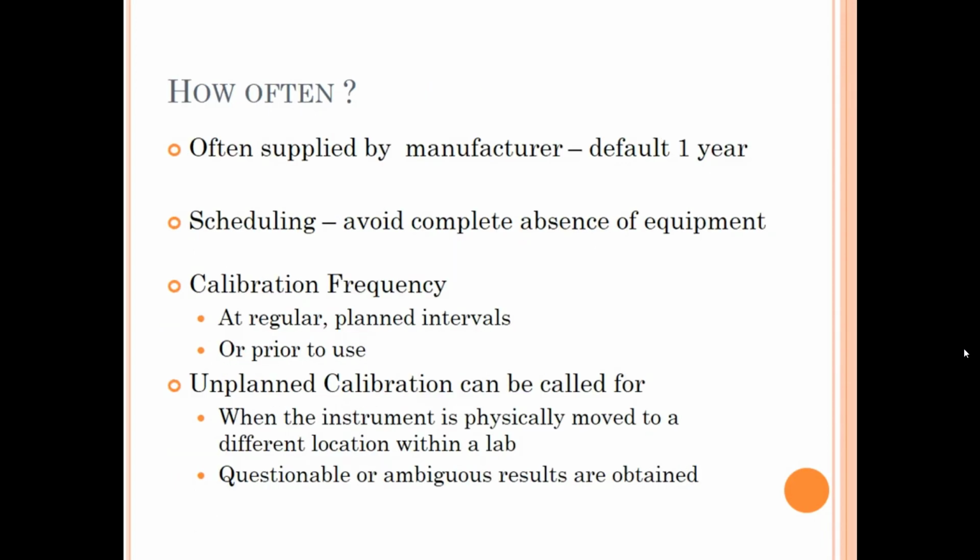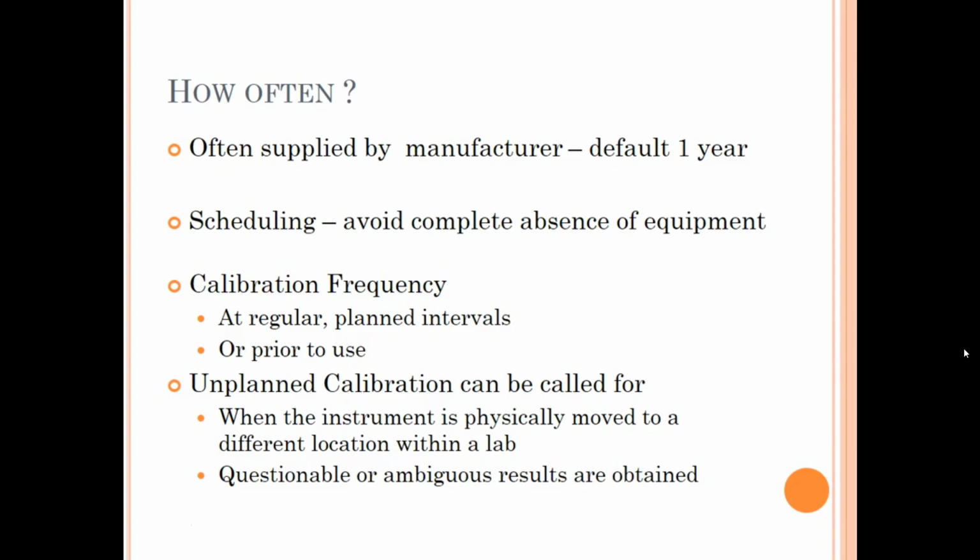How often should we perform calibration on our instruments? Often the instruments come supplied by the manufacturer calibrated, and normally the default is set at a year. Scheduling: when you're scheduling calibration of equipment in the laboratory, it's very important to avoid complete absence of equipment. So for example, if all balances are due to be calibrated on the same day, you may have a situation where there are no balances available for use on the same day.